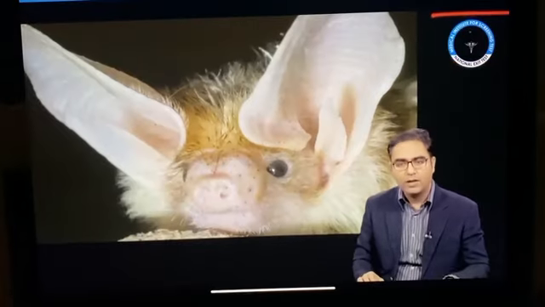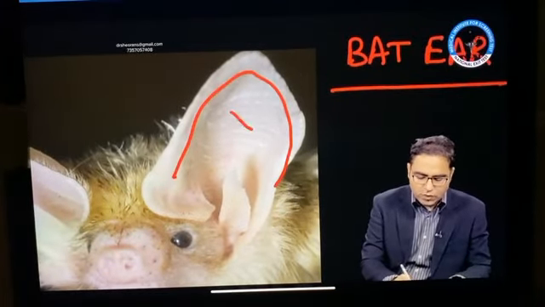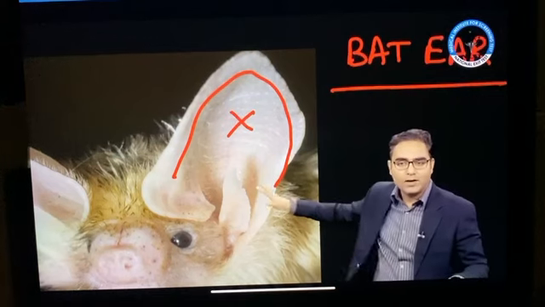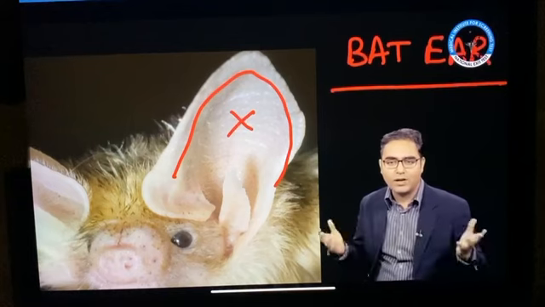Look at the screen. Can you see, beta? The bat pinna only has a helix. There is no anti-helix. This is suiting her, but this will not suit our children. They will look like aliens, like Aamir Khan from that movie.